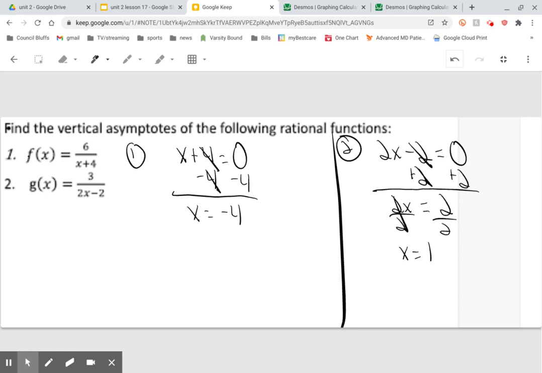Your cooldown today will be a couple of examples just like this, just different numbers. And tomorrow, like I said, for lesson 18, we will do the same thing except horizontal asymptotes instead of vertical asymptotes.